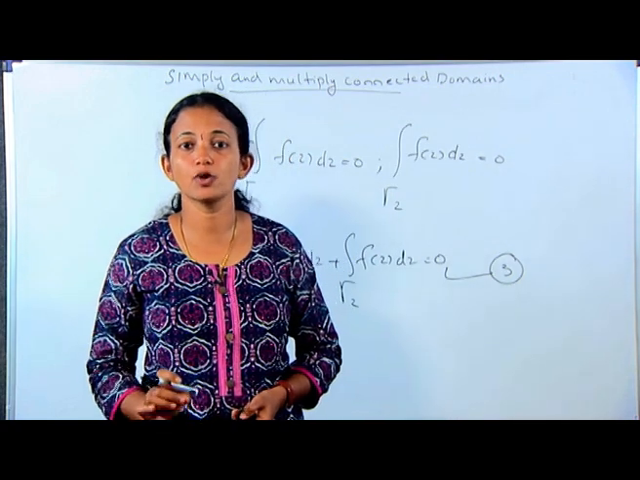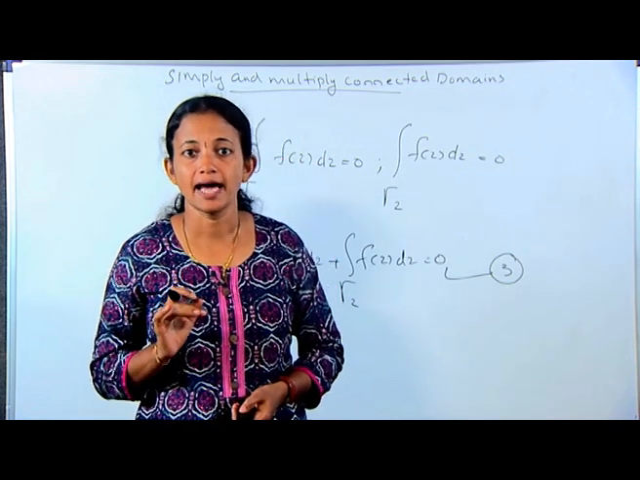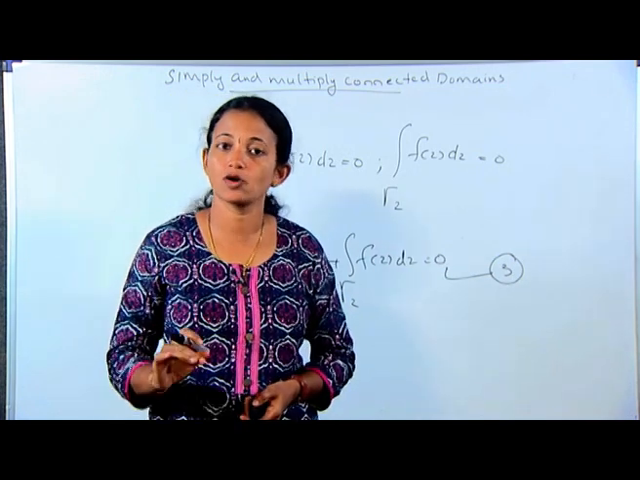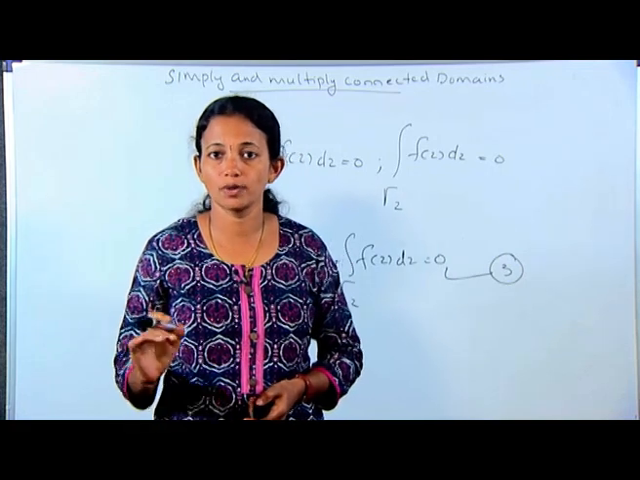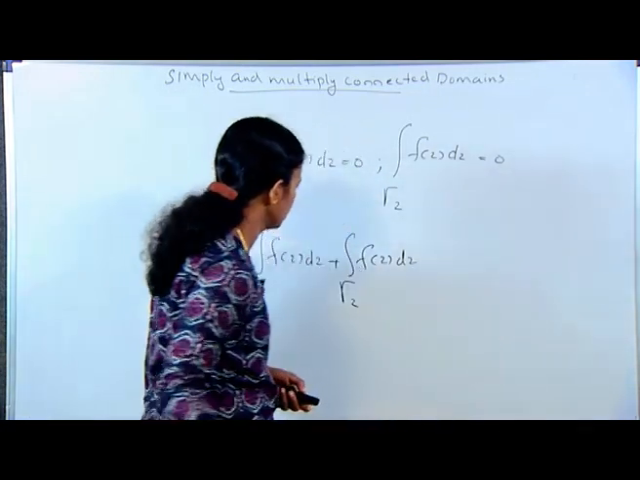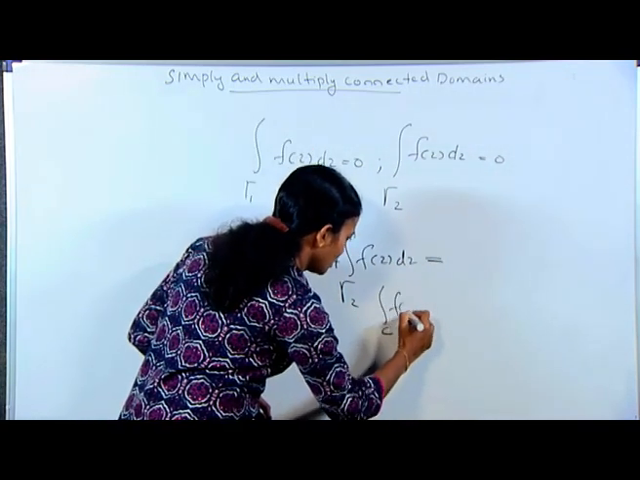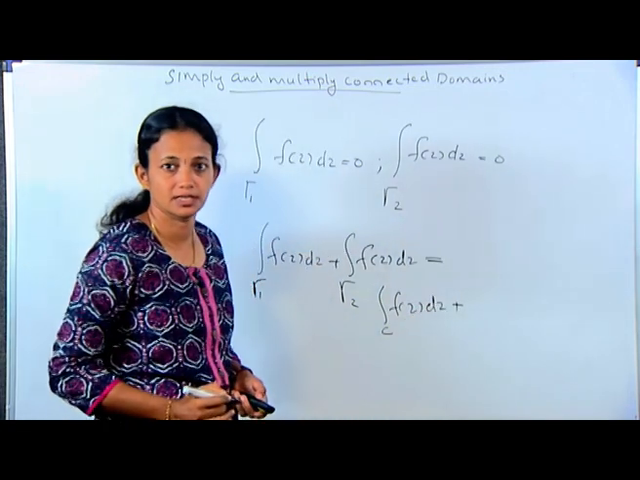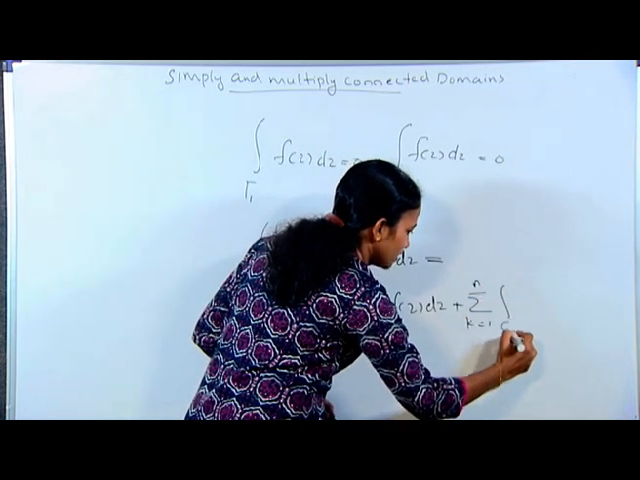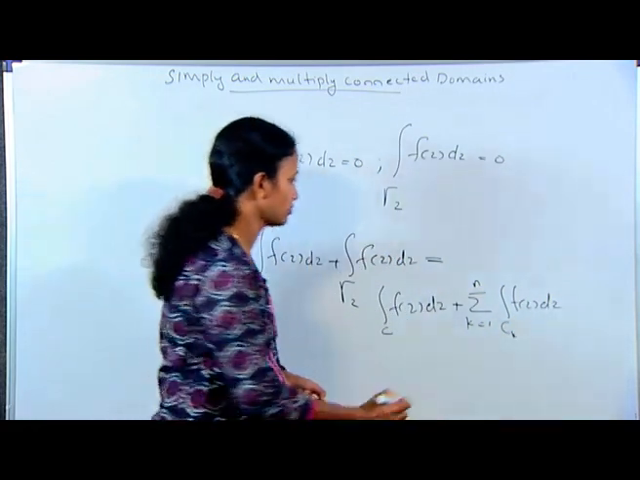Since integrals in opposite directions along each path Lk cancel, only integrals along C and Ck remain. Hence, the integral over gamma 1 of f(z) dz plus the integral over gamma 2 of f(z) dz is equal to the integral over C of f(z) dz plus the sum, k varies from 1 to n, of the integral over Ck of f(z) dz. Equation number 4.